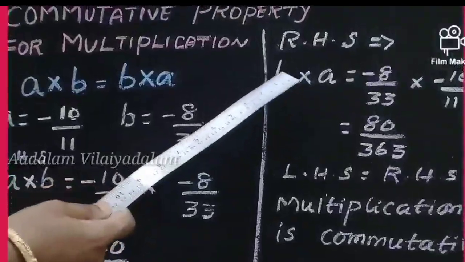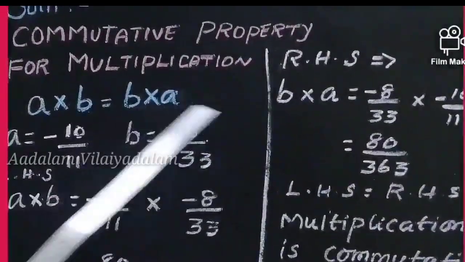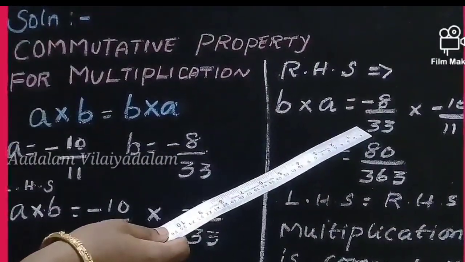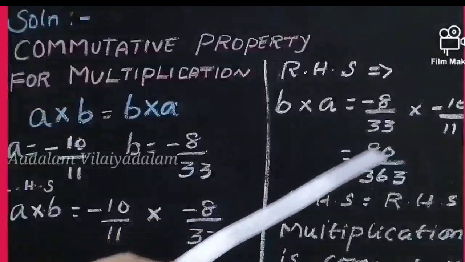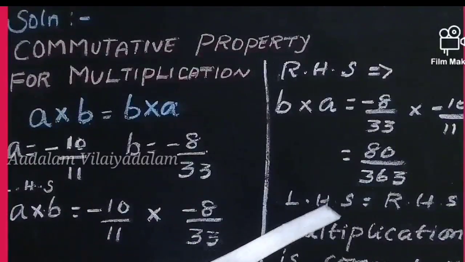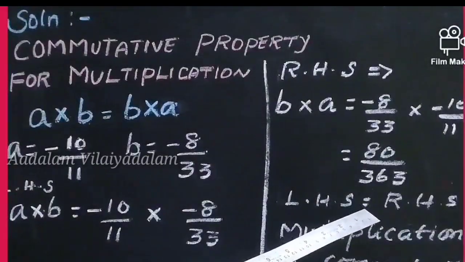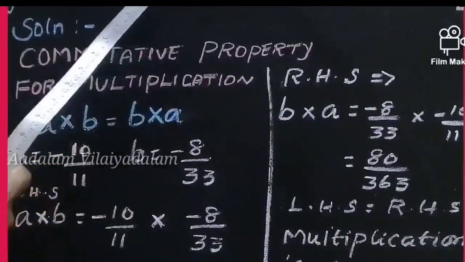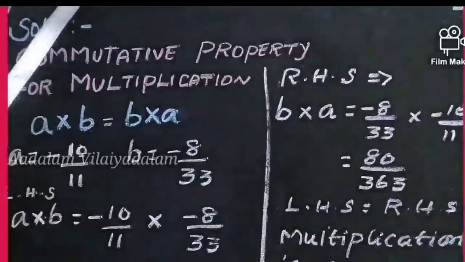Next we have to find the RHS value, B into A. So first you write the B value into the A value. Here also the same answer, 80/363. LHS equal to RHS. Therefore the commutative property for multiplication and addition is verified.